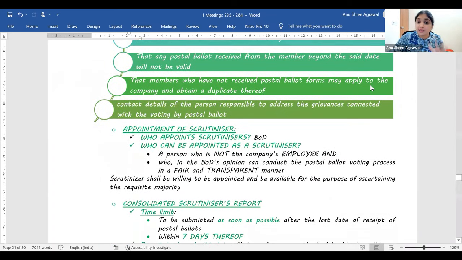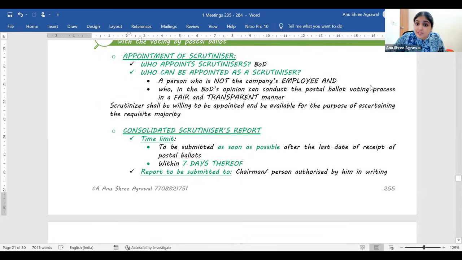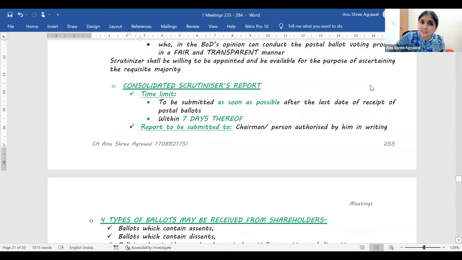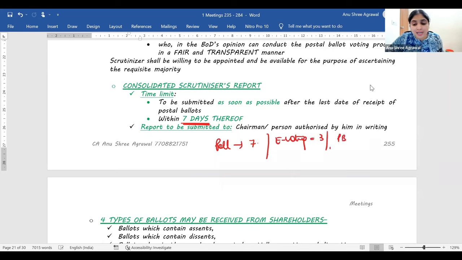Then also remember, even here we will appoint a scrutinizer. Even here the board will appoint a scrutinizer, and the scrutinizer should not be an employee of the company. He should be a reputed person whom the board thinks will carry on the entire process in a fair and transparent manner. Even here, the scrutinizer will prepare a report and give it to the chairman within 7 days. You tell me, for a poll, what was the time limit for the report? 7 days, right? Then in e-voting, what was the time limit for the report? 3 days. And now in a postal ballot, what is the time limit for the report? 7 days. 7, 3, 7.